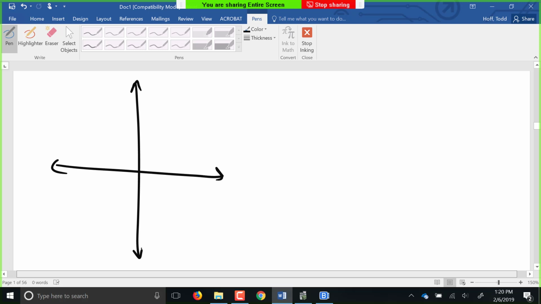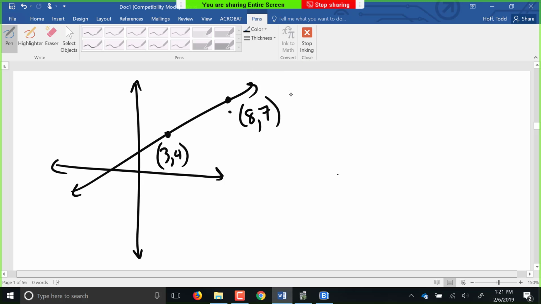Sometimes we have equations where we have lines where the y and x-intercepts might not be real clear. This point here might be 3, comma 4, and we might have a point over here that's 8, comma 7. We can still find our rise and run from those points. Again, we think of it as being that little imaginary right triangle there.